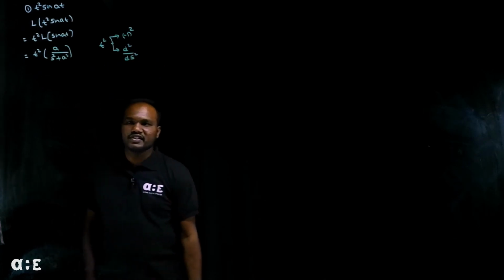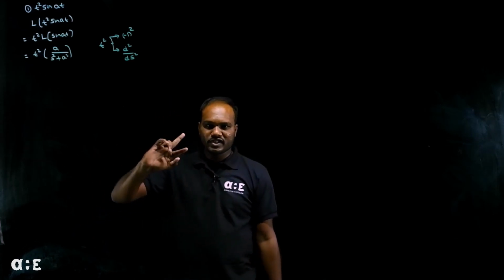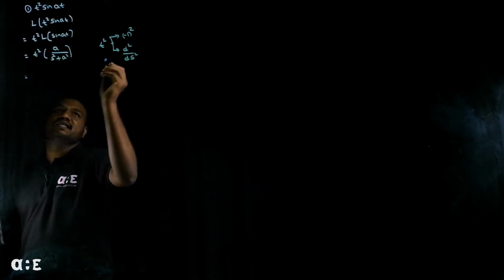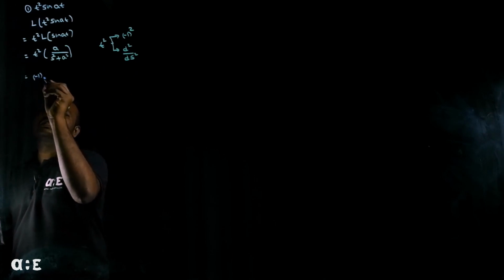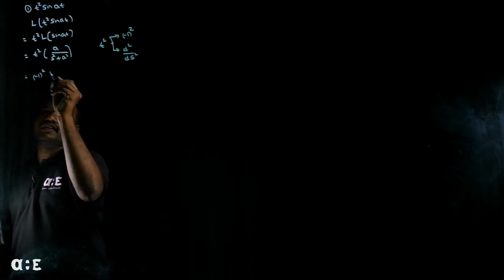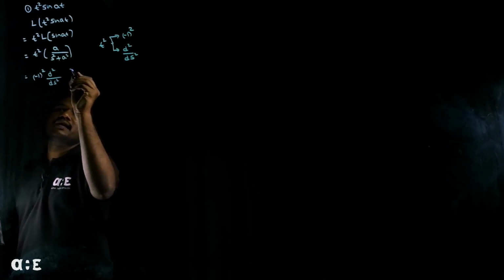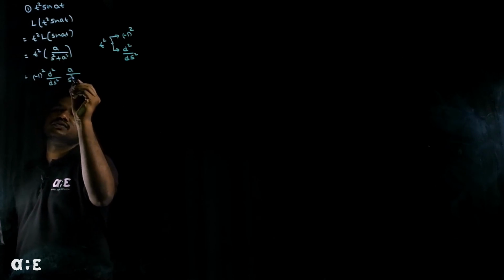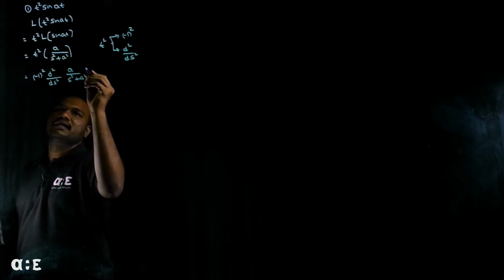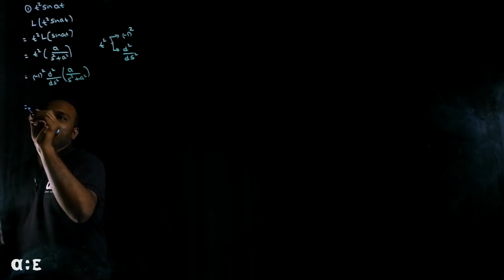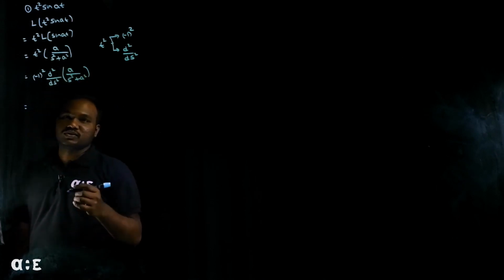So how many times we need to differentiate here? Twice. We need to differentiate twice. So let's do that. We need to replace t square with minus 1 square, and also we need to differentiate twice. What is that? a over s square plus a square. So minus 1 square is 1, so no need to worry.